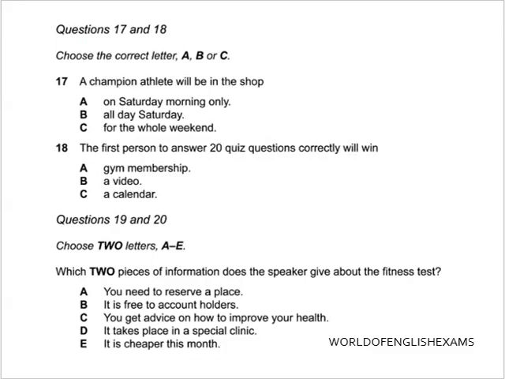This is how the sections would look. The first 2 questions, numbered 17 and 18, let's read the instructions. Choose the correct letter A, B or C, which means there are 3 options given to you after the question, and you need to opt for one right option only. You are not supposed to choose multiple options. So the answer could be either A or B or C.